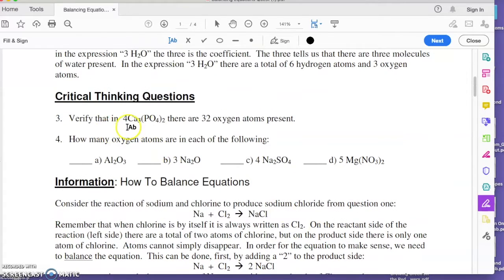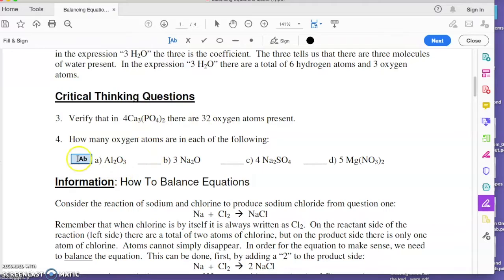So let's practice counting, okay? So let's say we have this here, and we see 4 Ca3(PO4)2. We want to know how many oxygen atoms. So the first step is I take 2 times 4 to get 8. What the 4 in front means is there's 4 times 8, so there's 32 total.